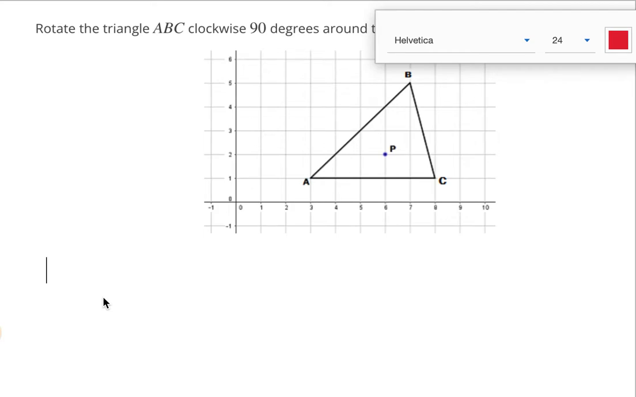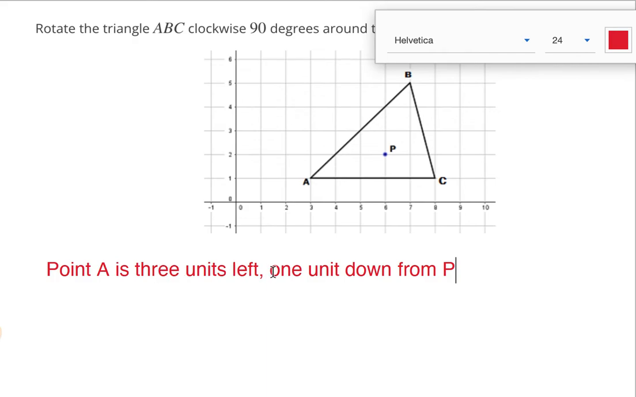90-degree rotation. Whether you go clockwise or counterclockwise, when you do a 90-degree rotation, you're switching the x and the y distances. Point A is 3 units left, 1 unit down from P. Going left or right, that's the x-axis. Going up or down, that's the y-axis. So when we're doing a 90-degree rotation, 3 should be talking about the y-axis, and 1 should be talking about the x-axis. They switch. Instead of 3 being left on the x-axis, 3 is now going to be up on the y-axis.